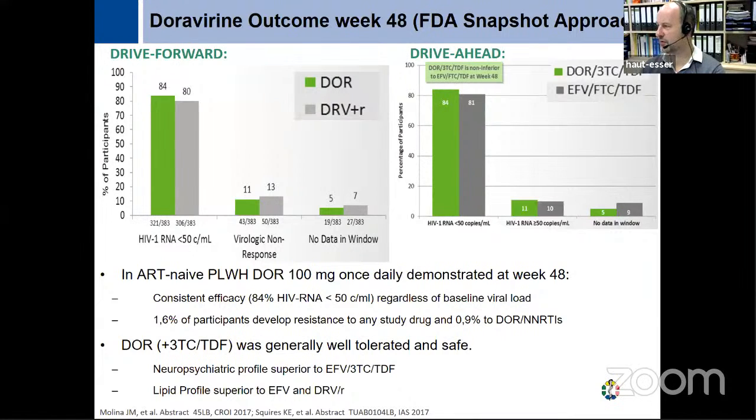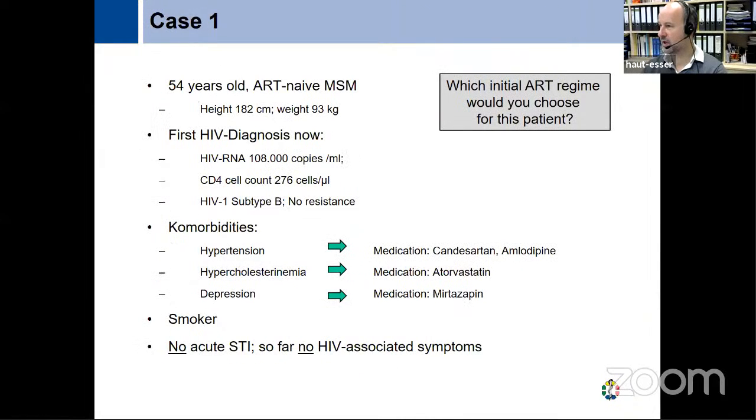So putting the snapshot of both studies together, in both studies 84% of the patients reach the aim of viral load below the level of detection. In both studies, this was non-inferior to the comparators, to darunavir boosted by ritonavir or to efavirenz. And very rare, 1.6%, putting the NNRTI and the NRTI mutations together, you see in participants resistance if they have virological failure. And Doravirine was very well tolerated and safe. The neuropsychiatric profile was superior to efavirenz, and the lipid profile was superior to efavirenz and to boosted darunavir, and you have less diarrhea.